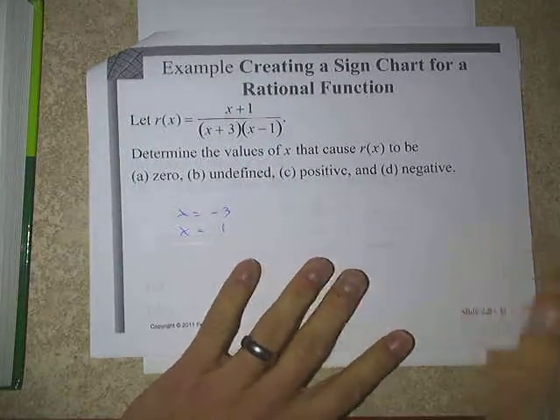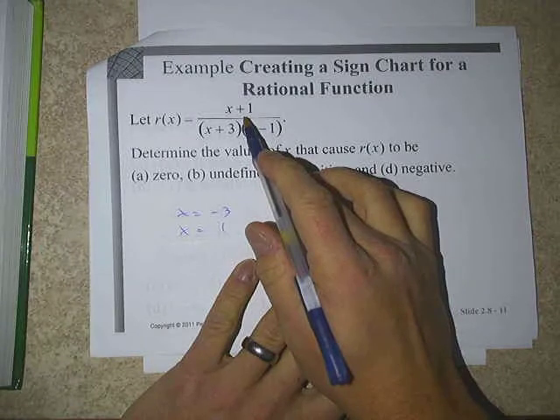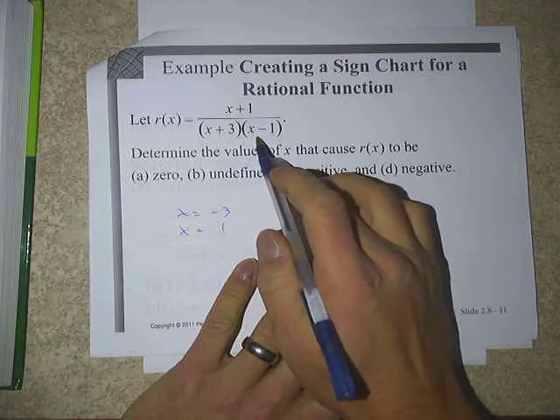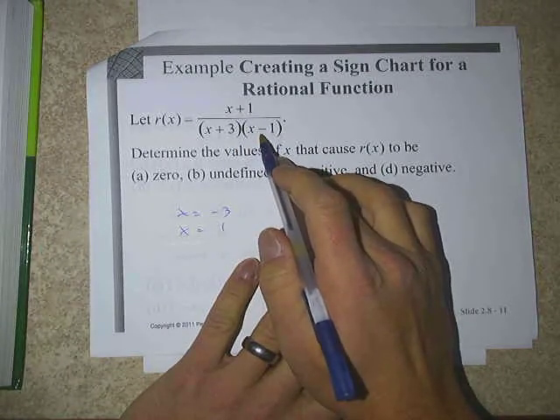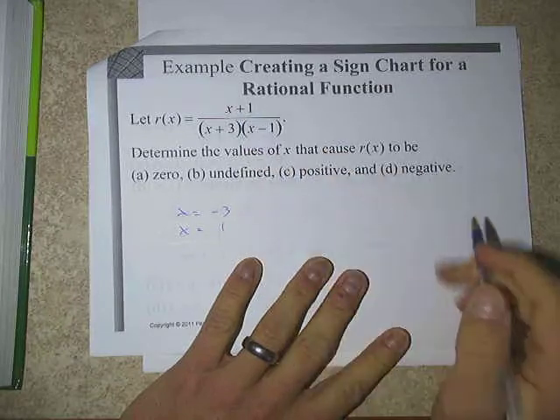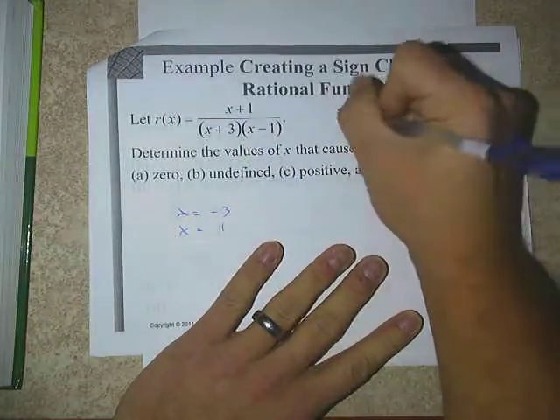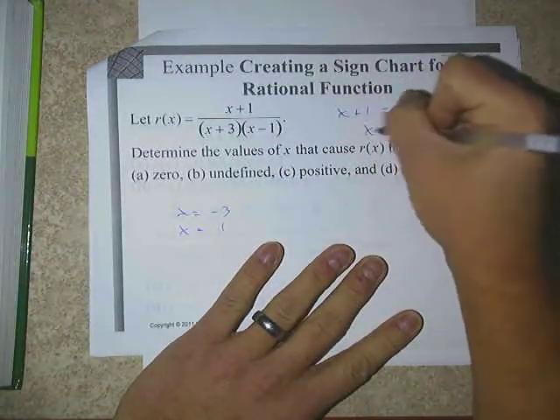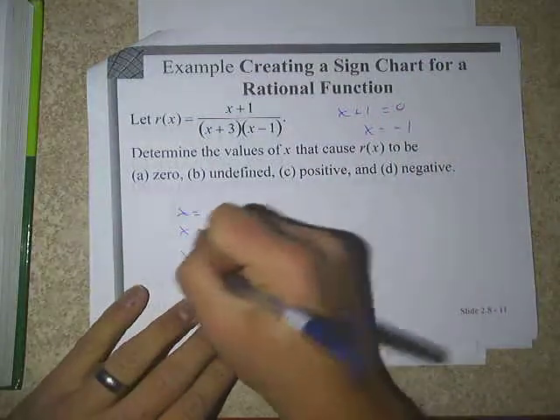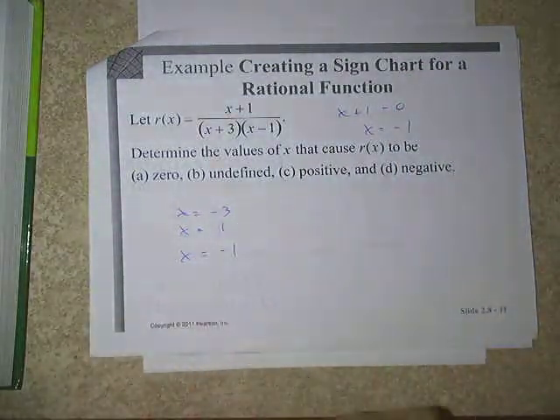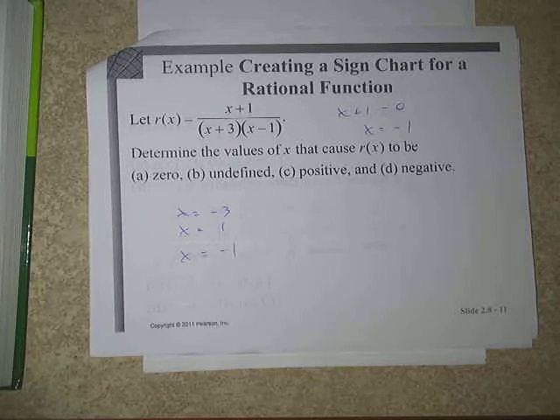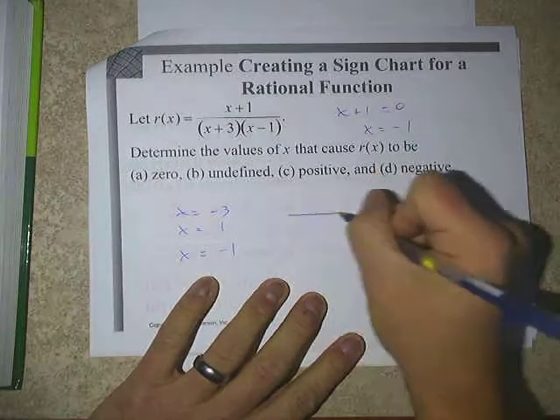And remember, to find the zeros of a rational function, we need to set the top equal to 0. Bottom equal to 0 gives us the discontinuities. Top equal to 0 gives us the x-intercepts. So if we set the top equal to 0, we're going to get x equals -1. And therefore, those 3, in this case, will be our split points.